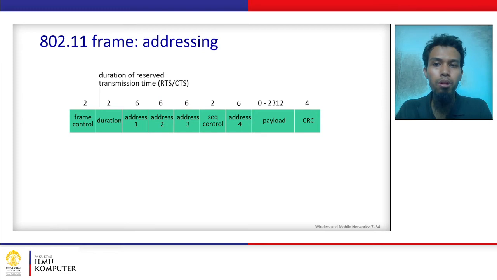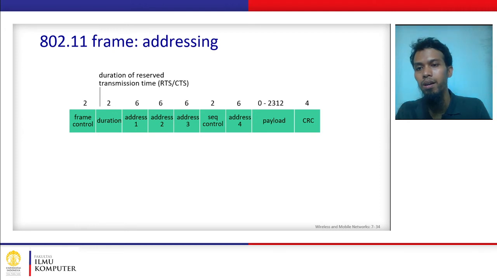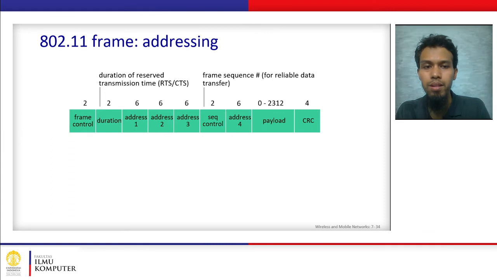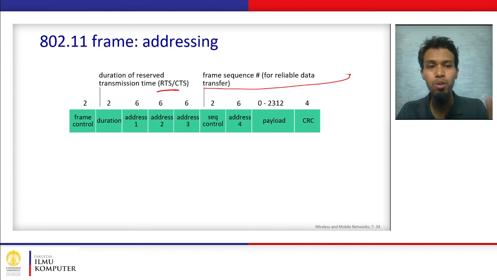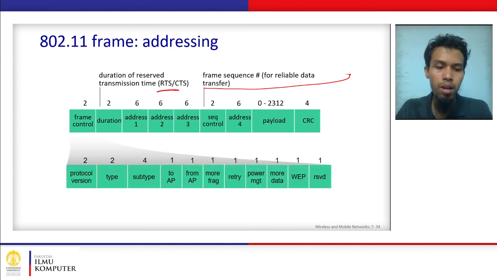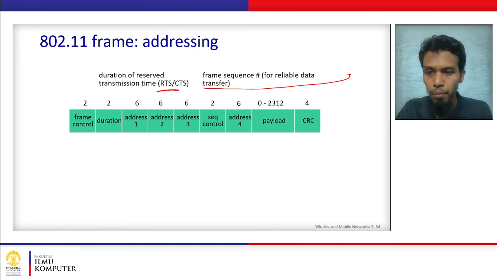Now we talk about the other header fields in 802.11. There is a frame control, which has different things that we'll talk about later. Duration is the duration of reserved transmission time for CTS and RTS. And there is a sequence control, the frame sequence for reliable transfer. It is trying to do the same as TCP, but this is at the link layer level, not the TCP level. There is a sequence control for reliable data transfer, since we also have acknowledgement mechanisms.